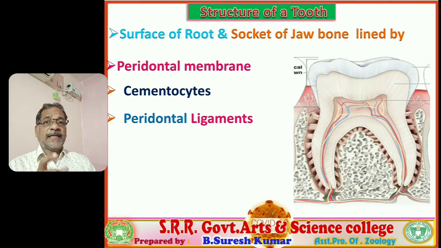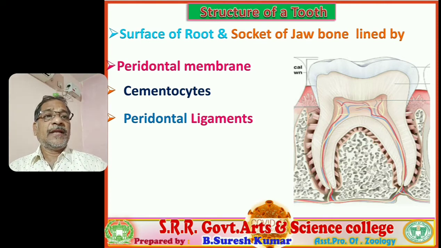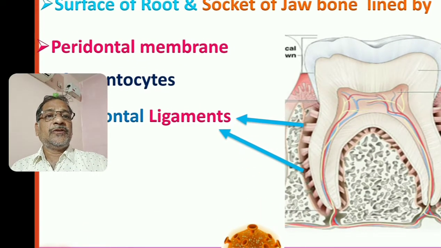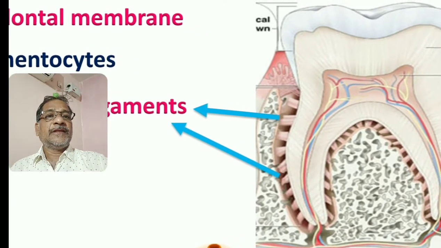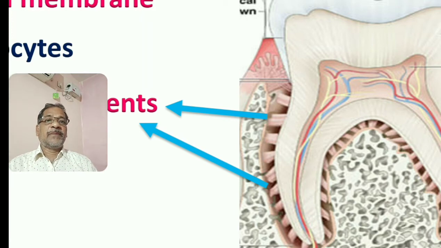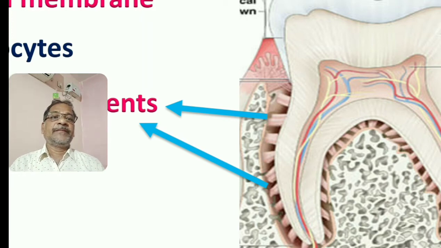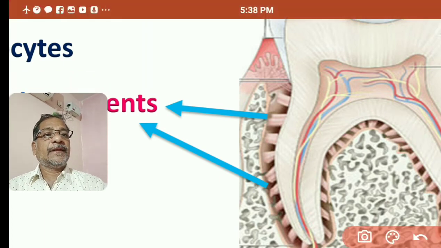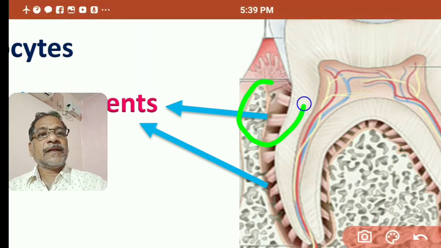Remember the location of these periodontal ligaments, where they are located. You observe this visual clearly. I am going to zoom the visual. These are the periodontal ligaments. Strands and bundles are there, you observe, between the socket of the jawbone and the surface of the root of the teeth. Extended, you observe, these are the bundles.